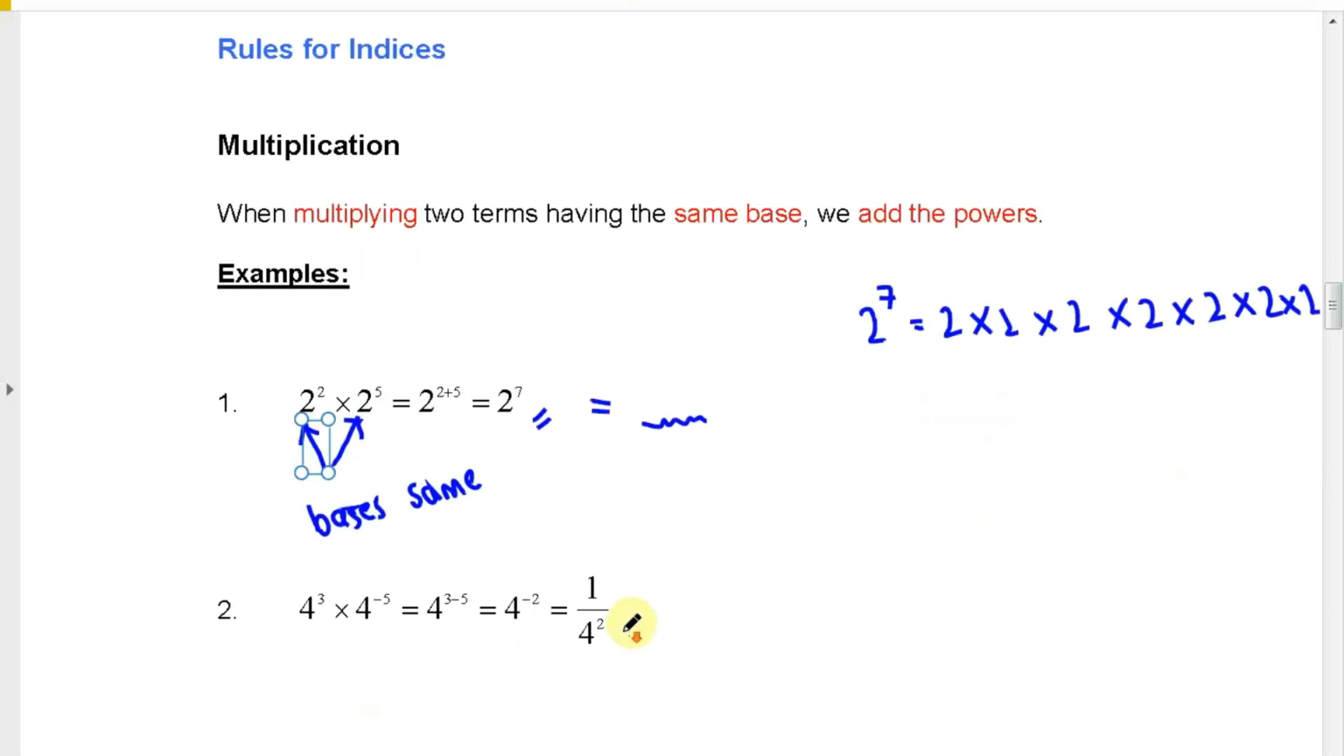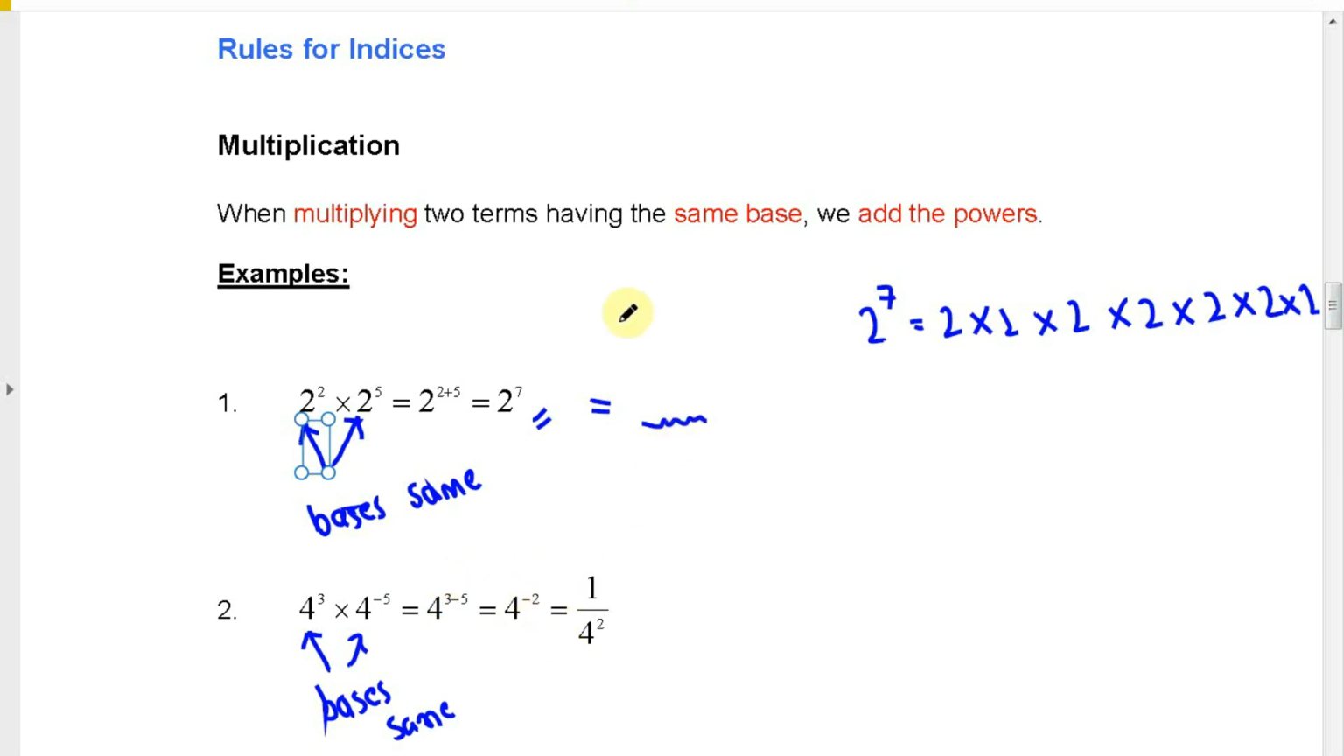Right, another example. 4 to the power 3, or 4 cubed, times 4 to the power minus 5. So once again, the bases are the same. I've got a base of 4. So we add the powers when we multiply. So it's going to be 3 plus minus 5, or 3 minus 5. 3 minus 5 is minus 2.